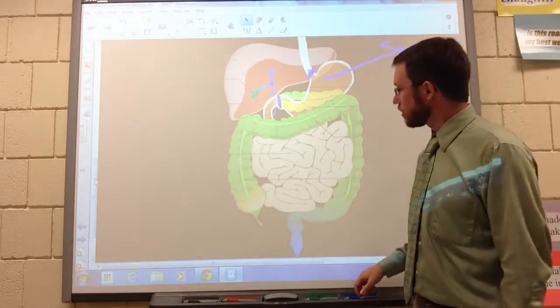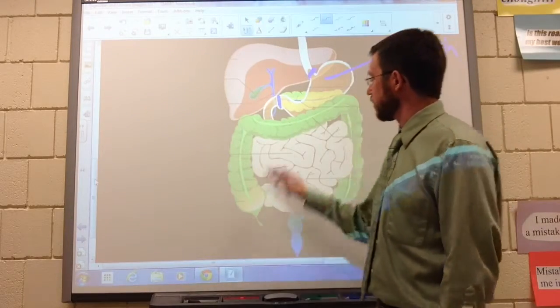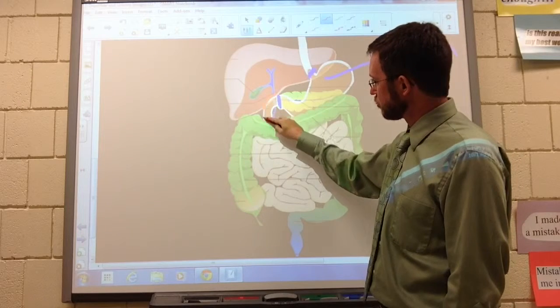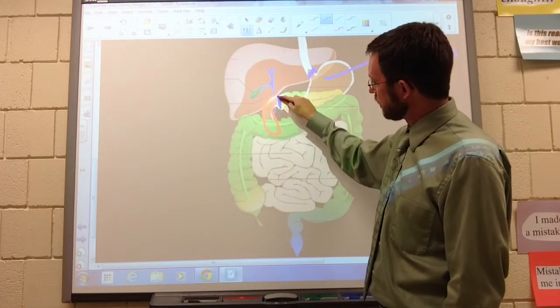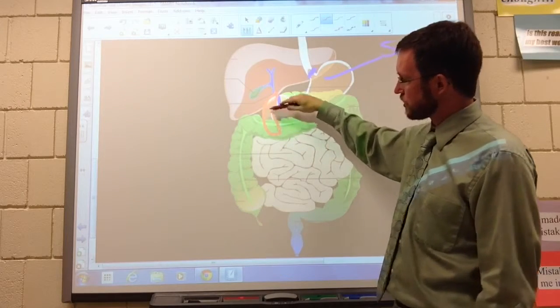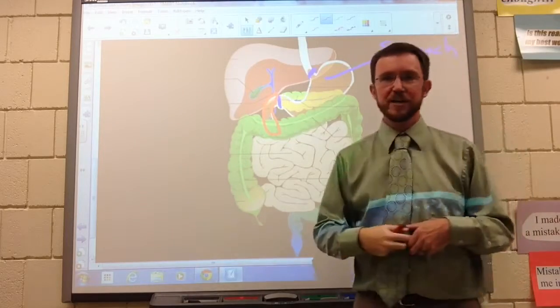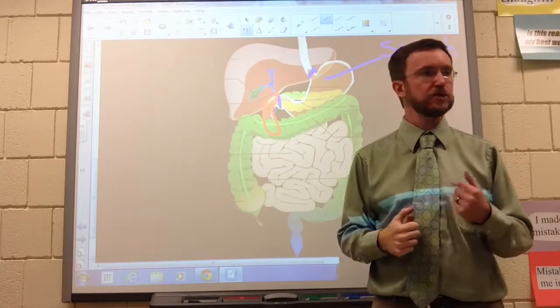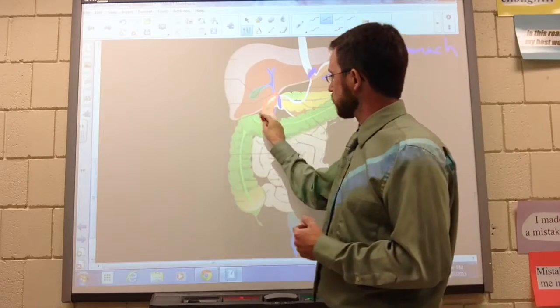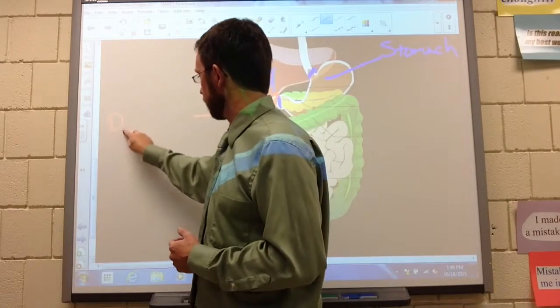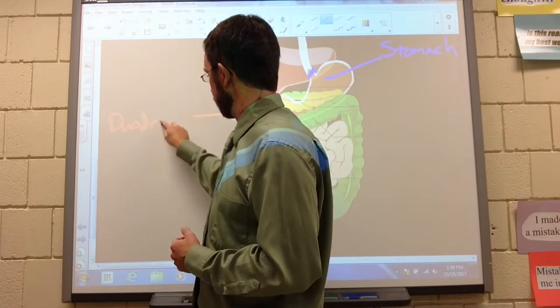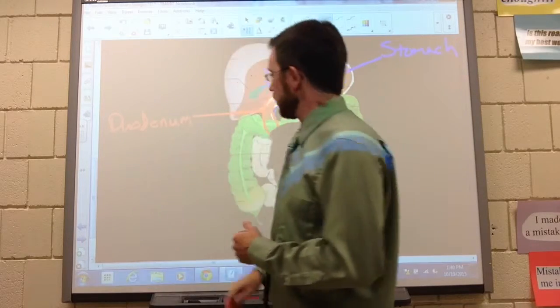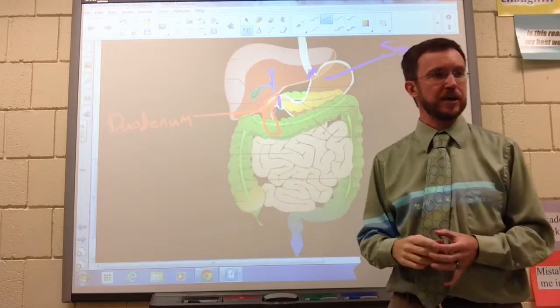All right, let's talk a little bit about our next section here. The next section is this little bit of tube here. Now, it runs kind of down behind the large intestine here. But this little tube is where the stomach and the small intestine connect. It's the first section of the small intestine. This is what's referred to as our duodenum. Okay? Our duodenum is the first section of the small intestine.